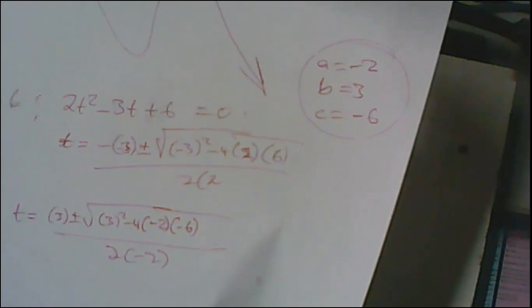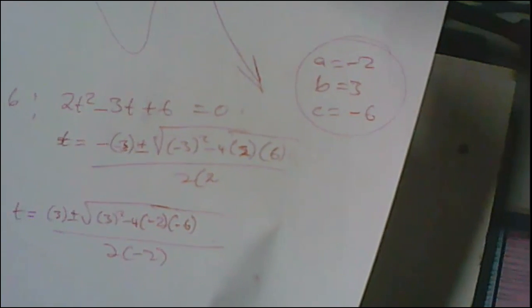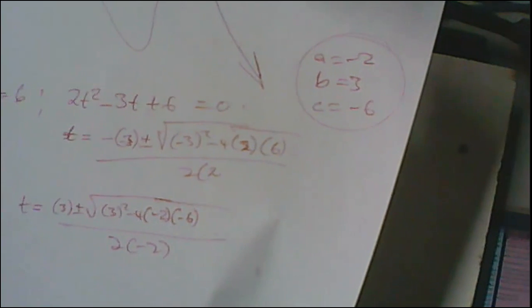So let us calculate that. Minus 6. It's positive 3, I mean 3 plus or minus the square root of 3 squared minus 4 into minus 2 into minus 6, then all over that. Then I think that will be undefined. I mean, that will be non-real. Now, T is non-real. Non-real. Now, if it's non-real, that means it will never touch the x-axis again.